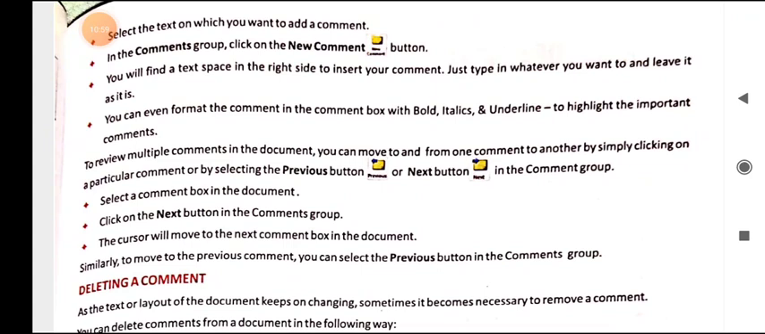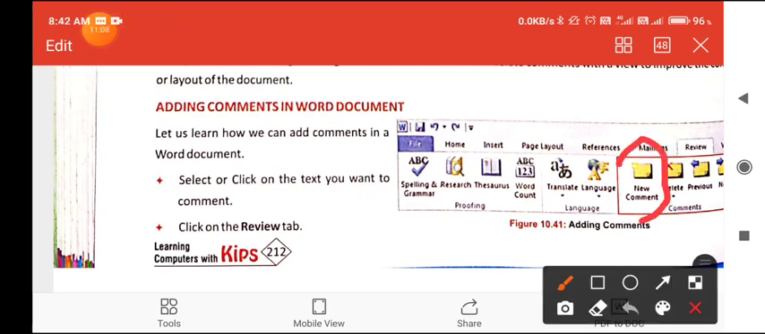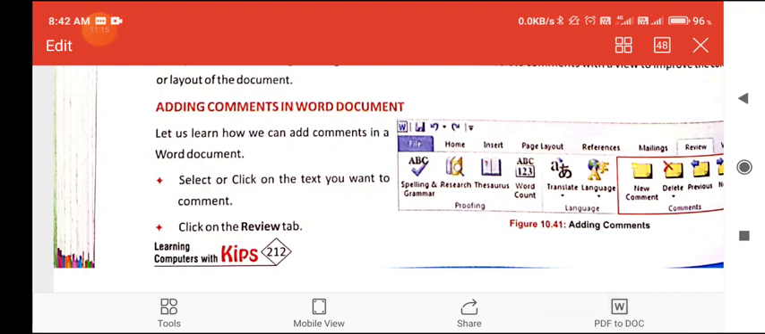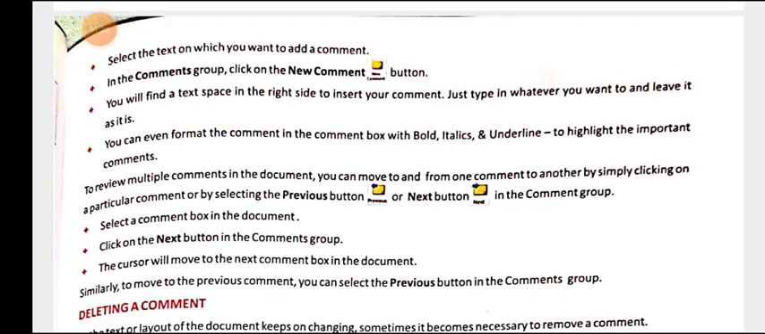Now in the comments group, click on the New Comment button. तो पहले आपने सेलेक्ट कर लिया, रिव्यू टैब में गए और रिव्यू टैब में जाके ये जो पहला ऑप्शन है न्यू कमेंट का कमेंट्स ग्रुप में, यू नीड टू क्लिक ऑन दिस बटन. Now you will find a text space in the right side to insert your comment. Just type in whatever you want to leave.